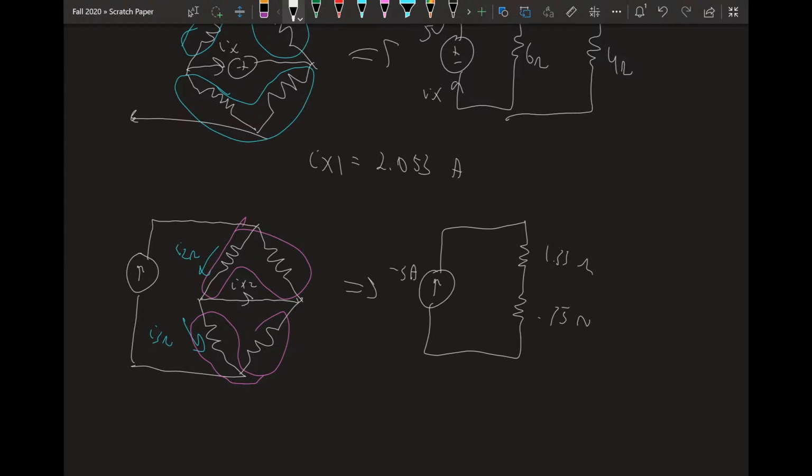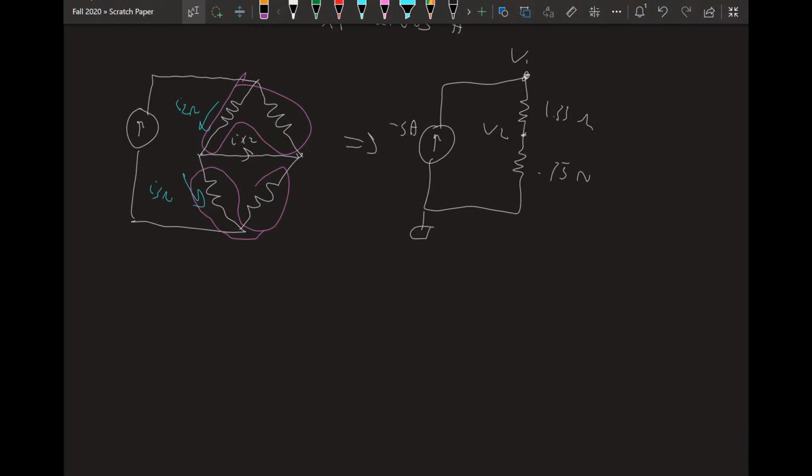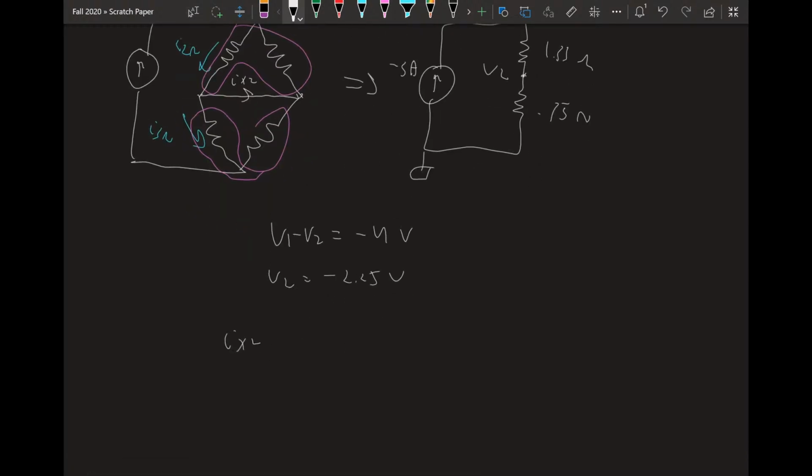Now, remember the end goal is to get I2 ohms and I3 ohms. To do that, if I knew the voltages here, here, and this is ground, then I could find the current by using Ohm's law. So we find the voltage V1 minus V2 equal to negative 4 volts, and we just find V2 equal to negative 2.25 using our analysis methods. So now, using KCL, we can say that Ix2 equals I of 2 ohms minus I of 3 ohms, which equals negative 4 over 2 minus negative 2.25 over 3, which equals negative 1.25 amps. So that's Ix2.